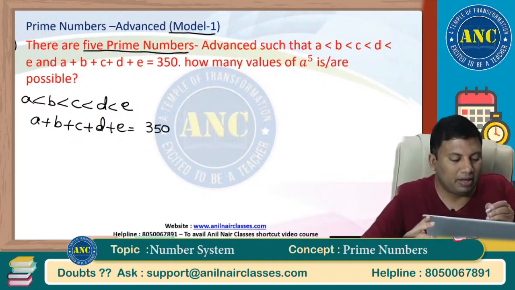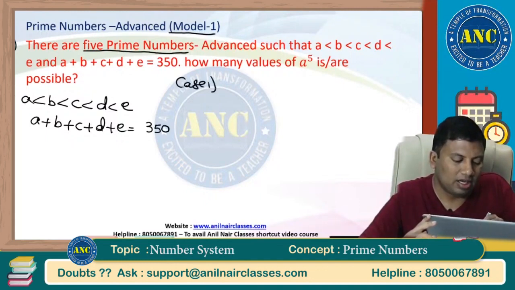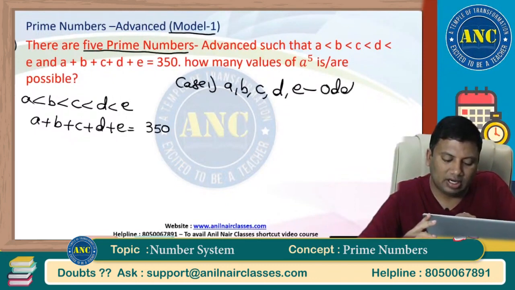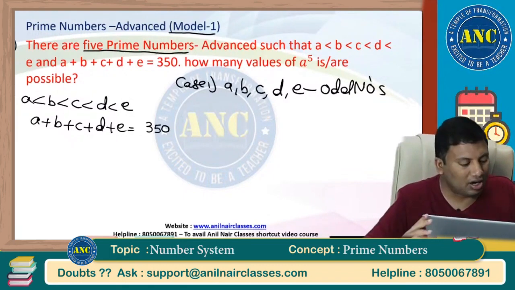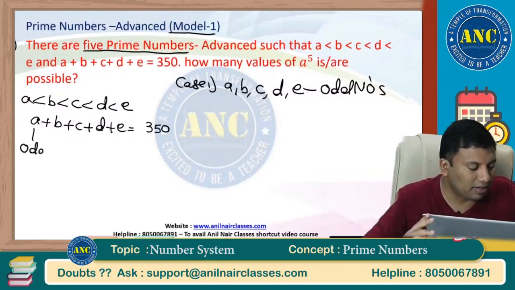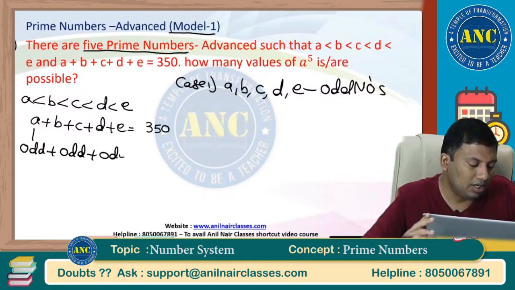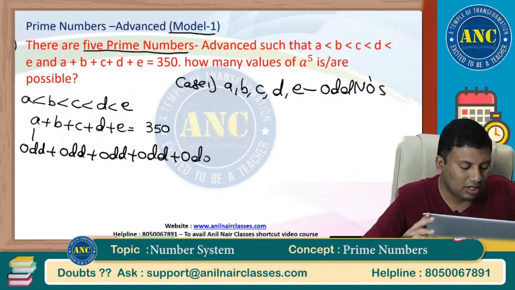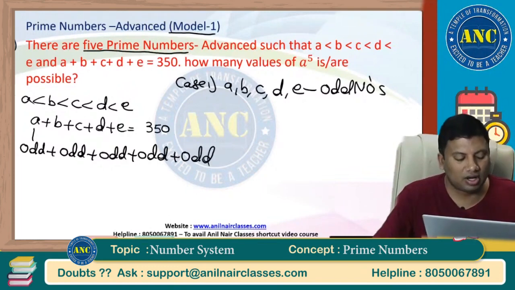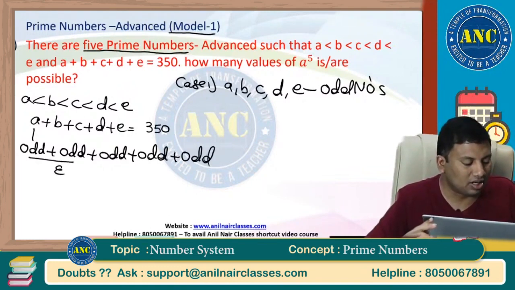When I take prime numbers, if I take case number 1, if all of them are odd numbers, let me see what will happen. I am excluding the 2 case. If A, B, C, D, E are all odd numbers, you don't need to write it. An odd number of odd numbers is always an odd number.